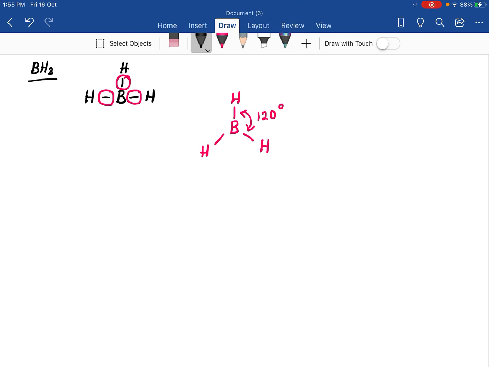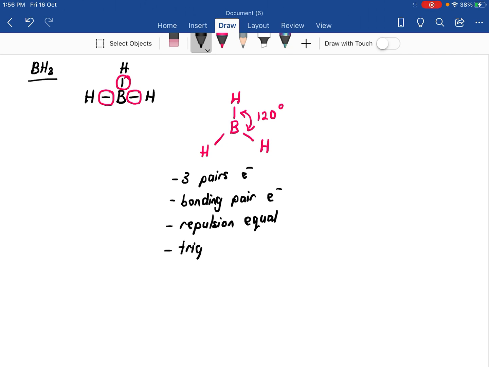Okay, so basically for BH3 we have 3 pairs of electrons around the central atom, and all of them are bonding pairs. And then the repulsions are equal, therefore they make a trigonal planar shape, and the bond angle is 120 degrees.